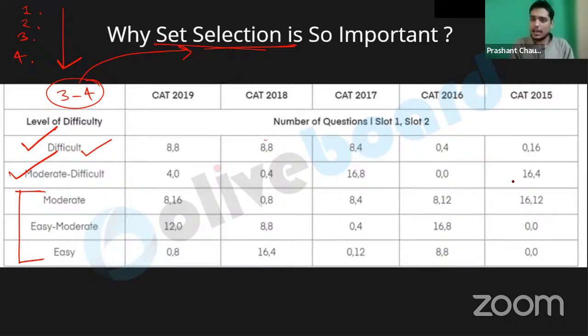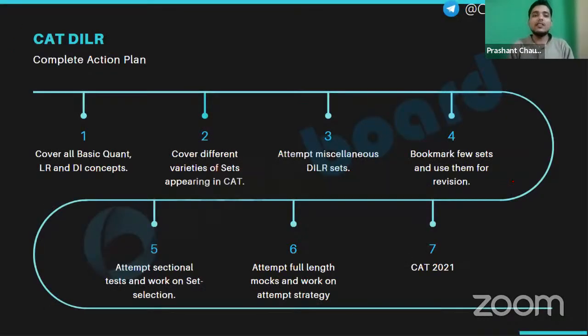I am just moving ahead with the CAT DILR complete action plan. So what should be the complete action plan if you want to ace this DILR section in CAT 2020? If you want to get this 99 percentile mark, then what you need to cover?